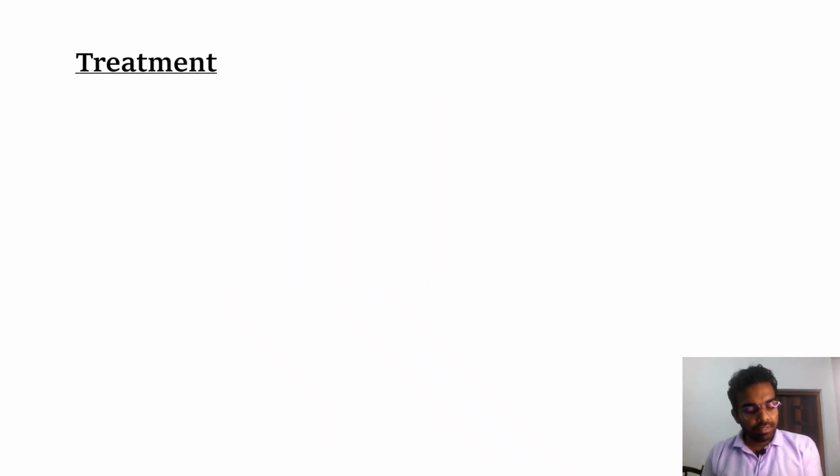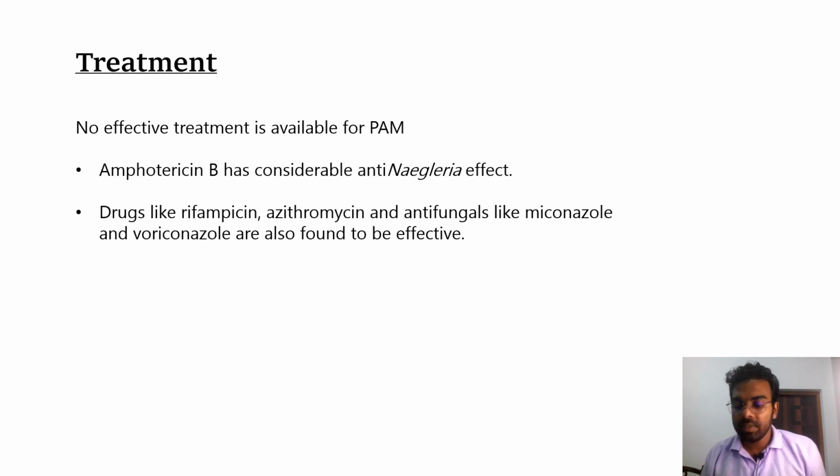How do you treat it? Just as I told, there is no effective proven treatment for Naegleria fowleri, but there are some drugs that have some effect against Naegleria. Amphotericin B has been found to have some effect, and some other drugs like rifampicin, azithromycin, and antifungals like miconazole and voriconazole are also effective, or have a probability of effect against Naegleria. So these are used for treatment actually.